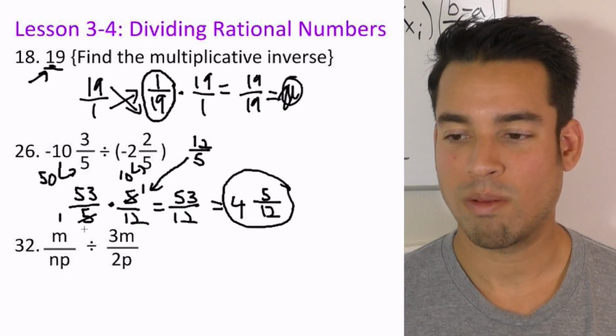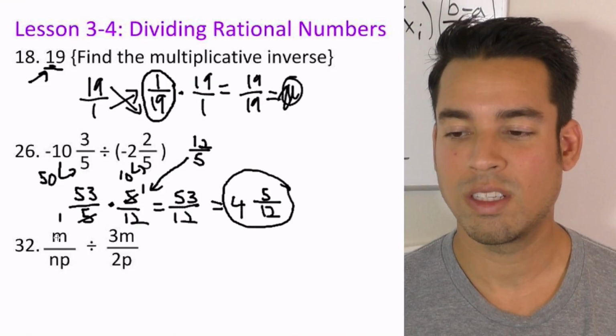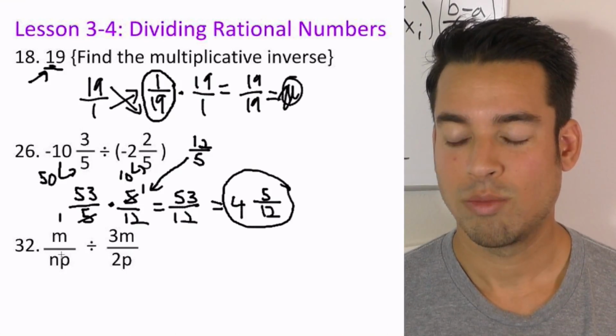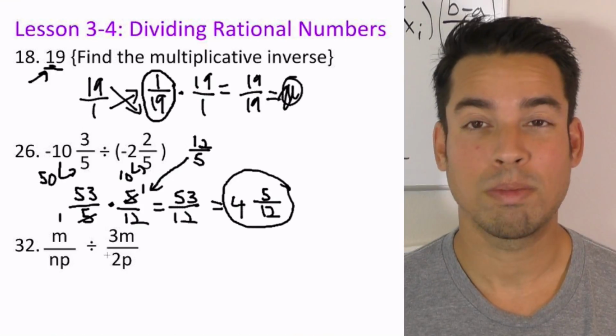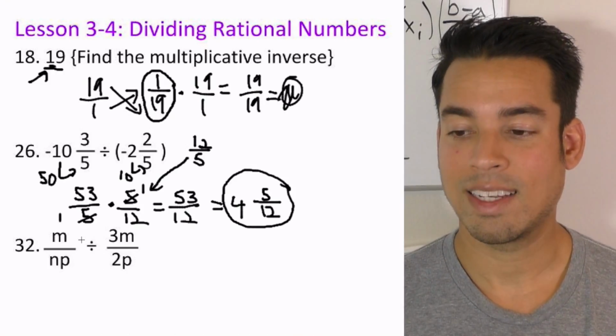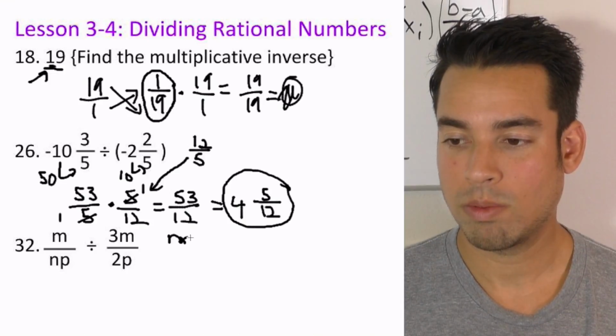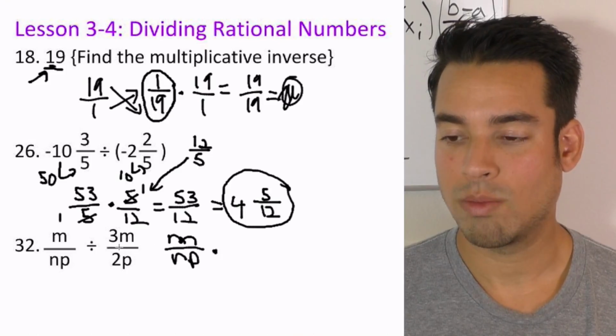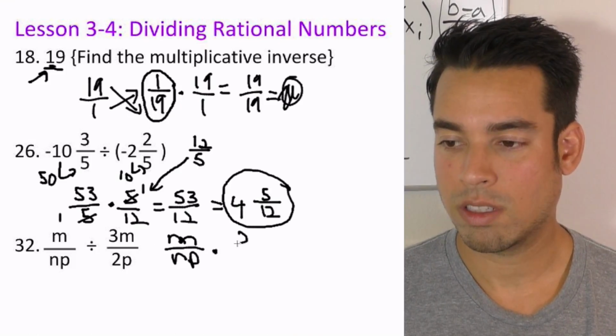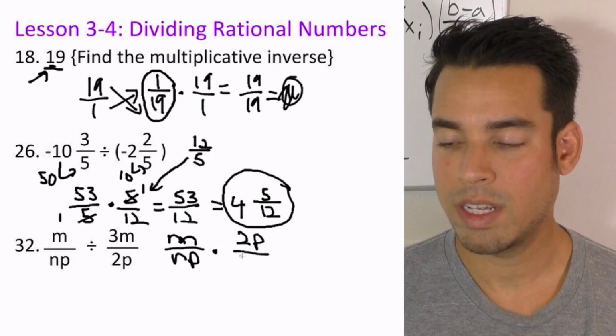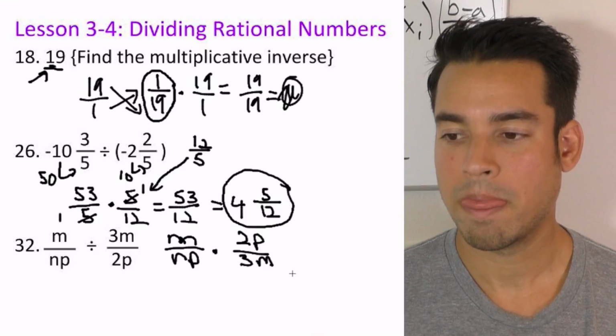Okay, now let's look at this problem. There's no values for these variables. We just got to go for it and try to simplify. First thing we got to do, again, convert the division to multiplication. First part stays the same, m over np times, and then we take the reciprocal. 2p goes to the top, and 3m goes to the bottom.